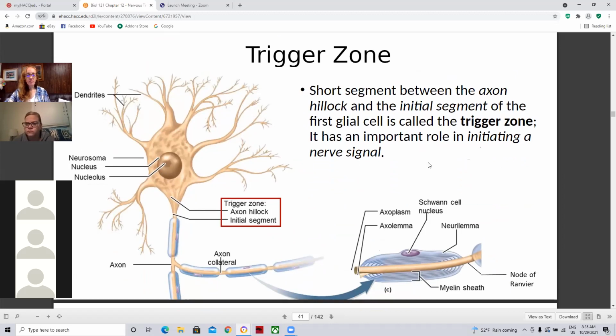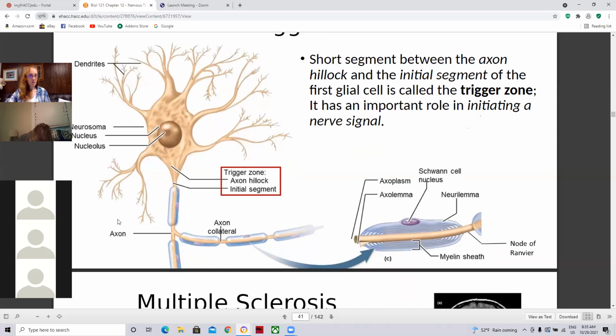Also, right in between the soma and the first segment of myelin is what we call the axon hillock. And in this segment, before the first segment of myelin, is what we call the trigger zone. It has a very important role in initiating a nerve signal. Little segment right here.